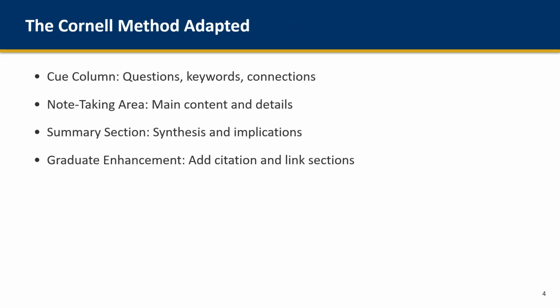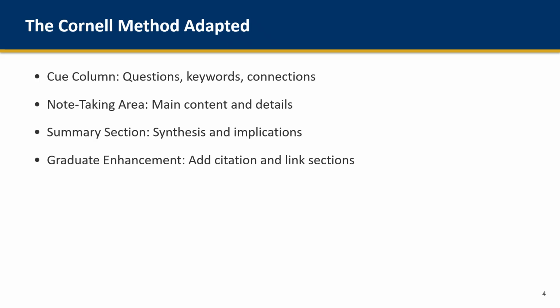The Cornell method, developed at Cornell University in the 1950s, remains remarkably effective when adapted for graduate work. The traditional format divides your page into 3 sections. The large note-taking area on the right captures main content during lectures or reading. The narrow Q column on the left is filled in afterward with questions, keywords, and connections that help you review and retrieve information. The summary section at the bottom forces you to synthesize the material in your own words.